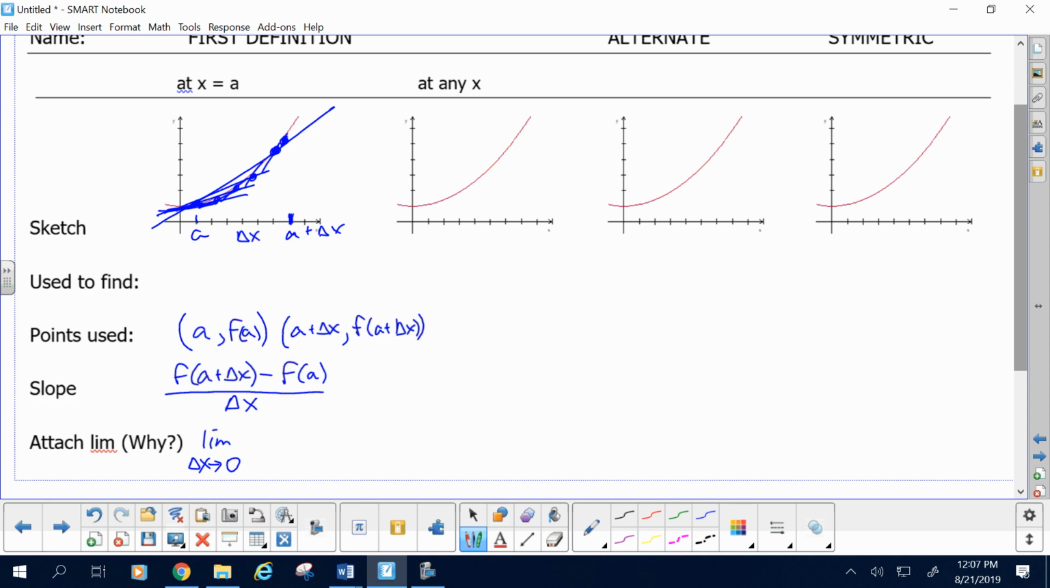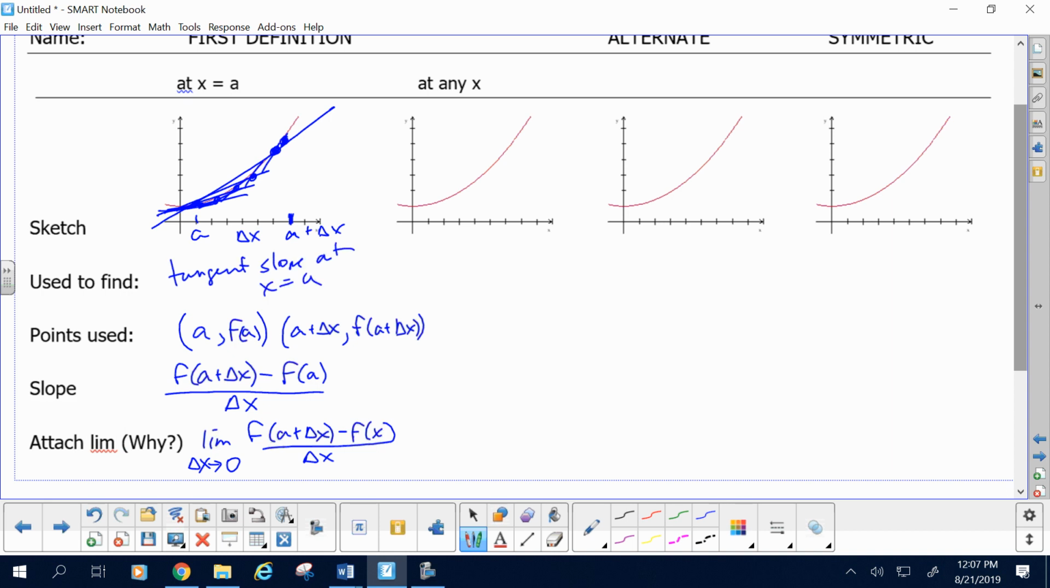Delta x goes to 0. I want to take the gap between the points down to nothing. All right. What is that finding? When I do that calculation, what did I find? The tangent slope at a singular point. The tangent slope at x equal a.